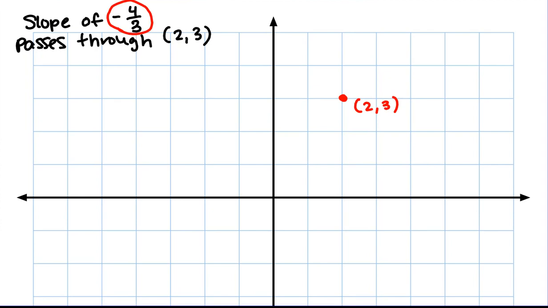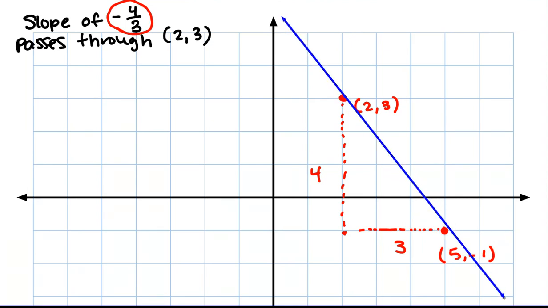So, because we know this, we go down 4 spaces. So 1, 2, 3, 4, and over 3. 1, 2, 3. And our second plot goes here at 5, -1. Okay? Last thing we do is we draw our line through that. Let's see if I can manage that. I mostly managed it. And there is our line.